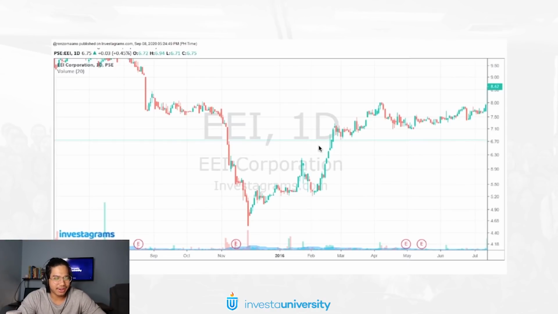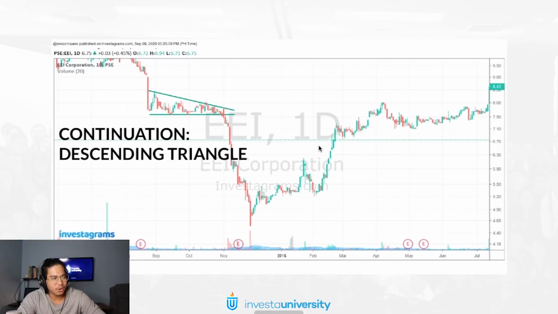So I'll give you guys 5, 4, 3, 2, and 1. Alright, so we have a continuation pattern in the form of a descending triangle. Since it's a downtrend, it is a continuation pattern. And when the support broke here, we can see that it really went down. But that's not all. I think there's one more pattern we should see in this chart.